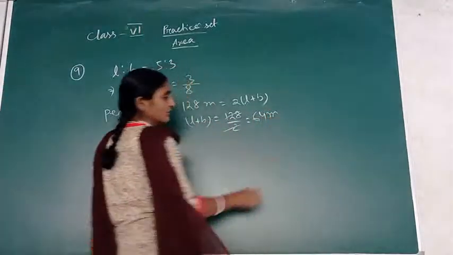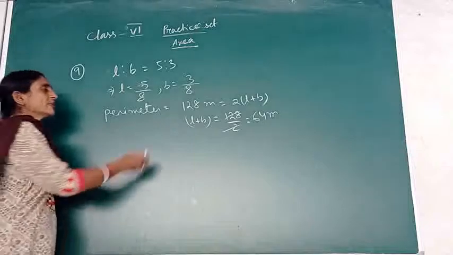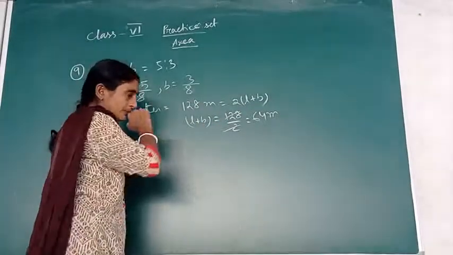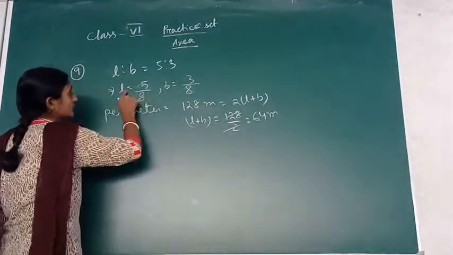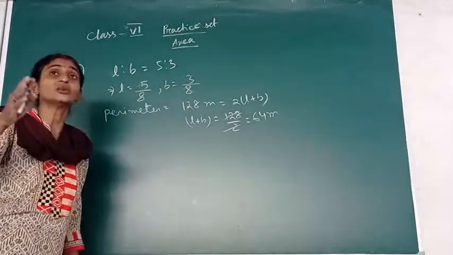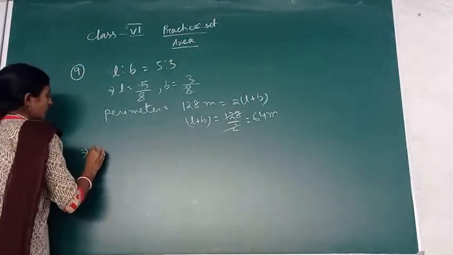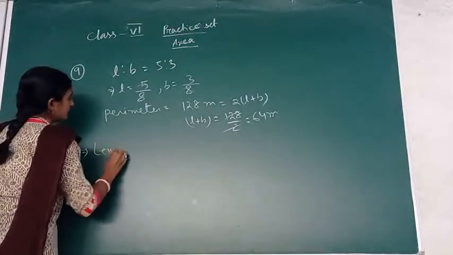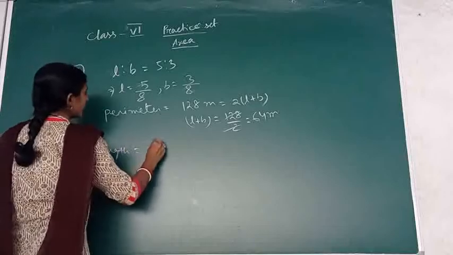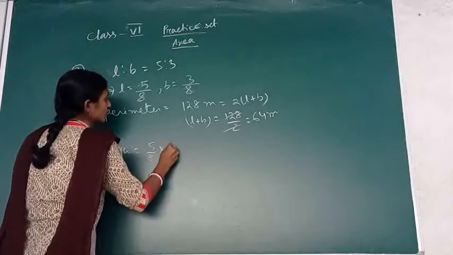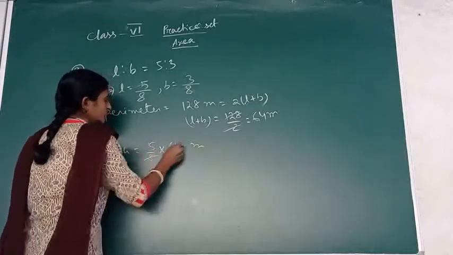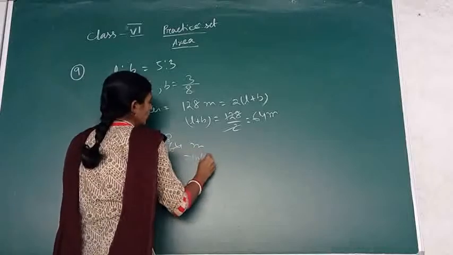The unit is meter. Now, why are we going to do all these things? Because here it is important to find out the length and breadth, because finally we need to find out the area. So let's come to this one. What will be the length? Length equal to 5/8 into 64 meter. Cancel. What are you getting? 40 meter.